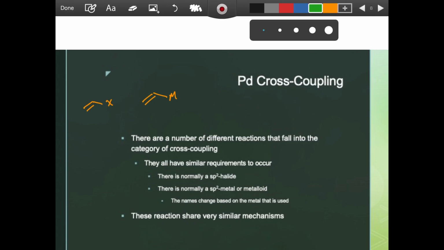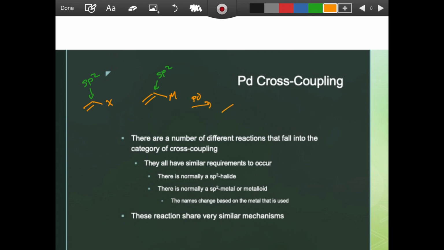So I should specify here, this is sp2, right? And then you add palladium, and then you stick those two things together. So this carbon here is that carbon there, and this carbon here is this carbon here.